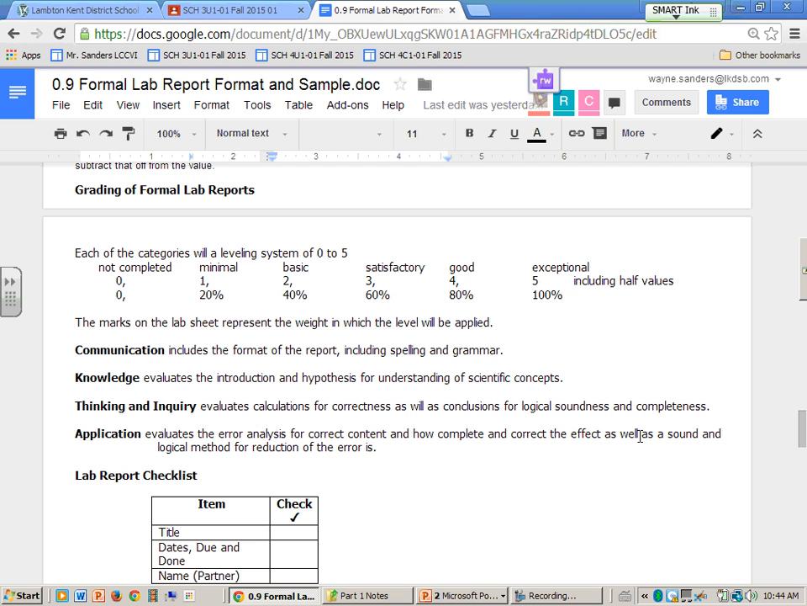The introduction and the hypothesis will go in the knowledge. So if you don't have the purpose in the introduction, you haven't fulfilled it. So you will lose from 5. But I'm grouping some things, and I'm leveling them instead of subtracting little marks. You see what I mean?